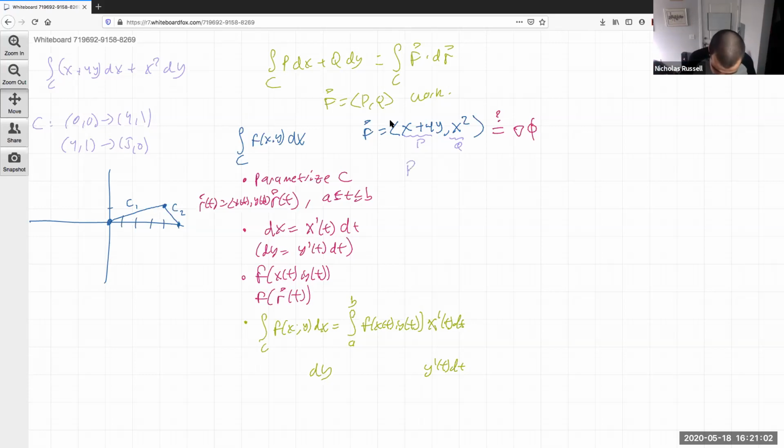So what we do is we see if Py is equal to Qx. We take the derivative of P with respect to y, we take the derivative of Q with respect to x. If I look at this very quickly, I get that this is 4 and this is going to be 2x. And these do not equal each other. So F is not conservative.